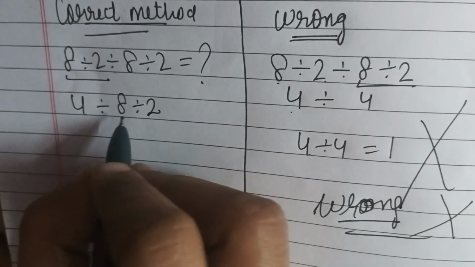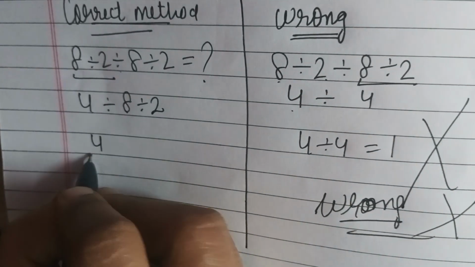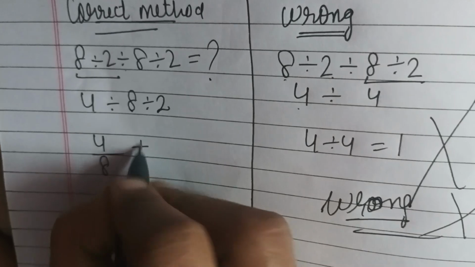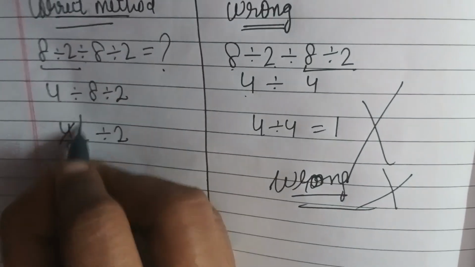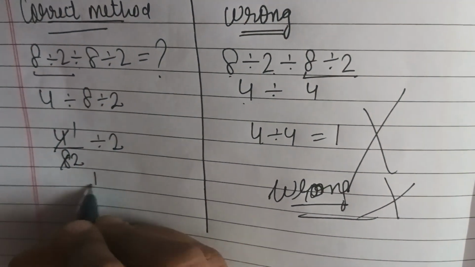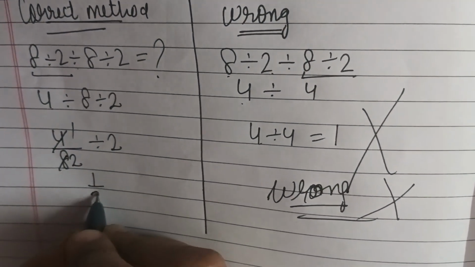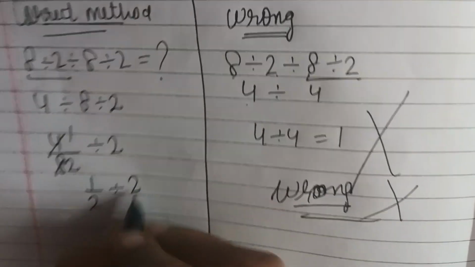Then we can write 4 divided by 8 as 4 over 8 divided by 2. Now by cutting, we will get 4 ones are 4, 4 twos are 8. It means 1 by 2 divided by 2.